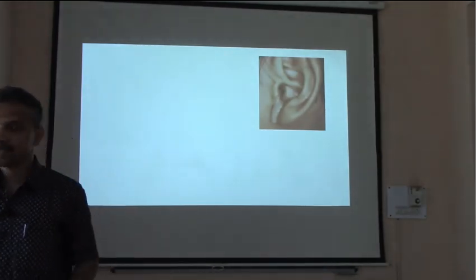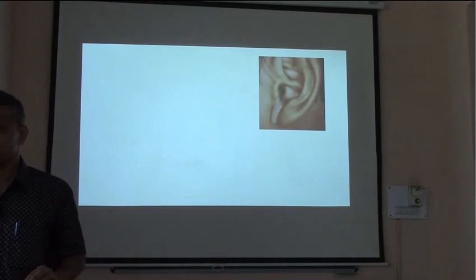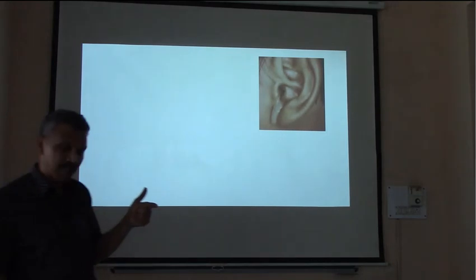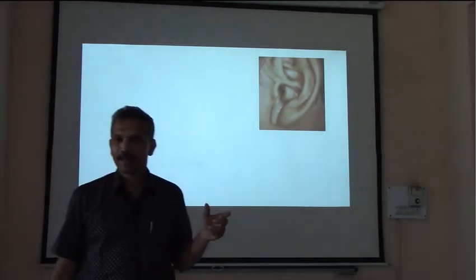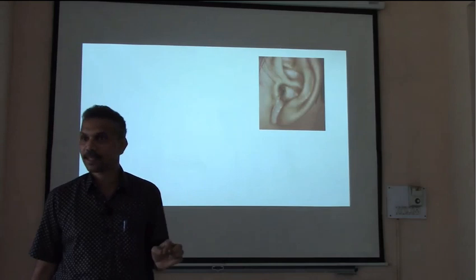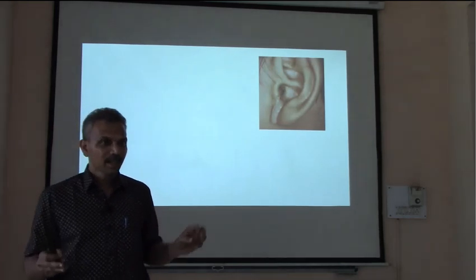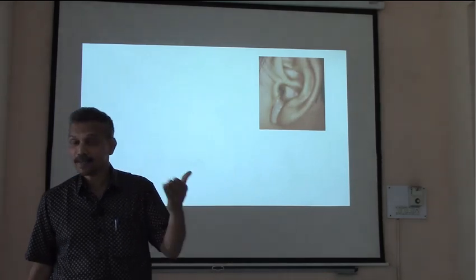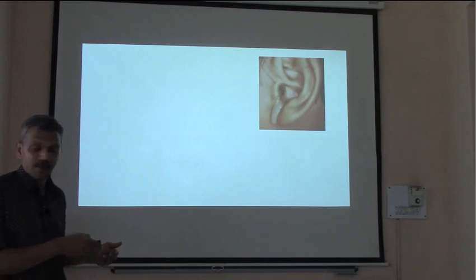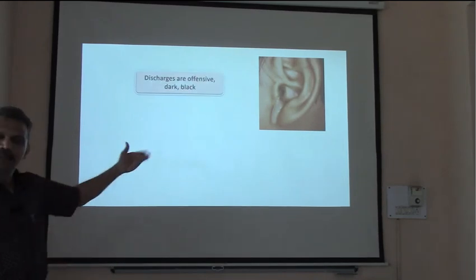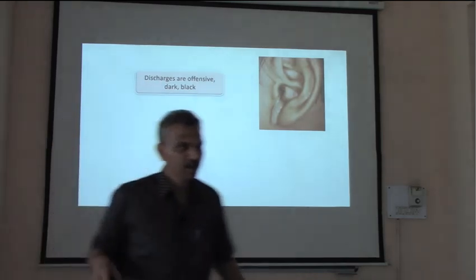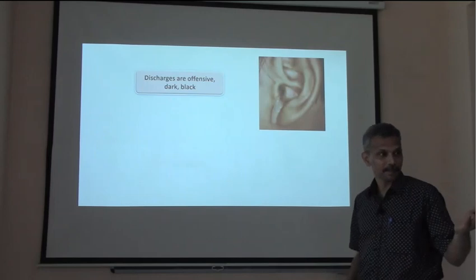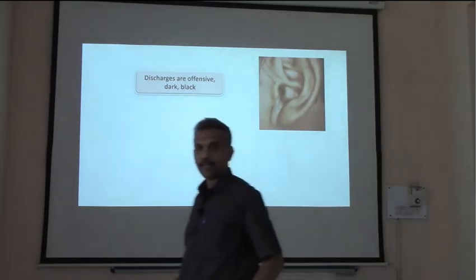Moving ahead, you also see that the discharges in Ophidias are very, very offensive. Not only offensive, the discharges are black. Again, I would like to mention Catherine Coulter. I had read Ophidias, nicely written in Catherine Coulter. The author says, the stool of snake is black. Okay? Fine, and it's very, very offensive. So discharges in Ophidias, it could be from ears, it could be from any orifice, they are offensive. Okay? They can be dark, they can be bloody, or they can be black.